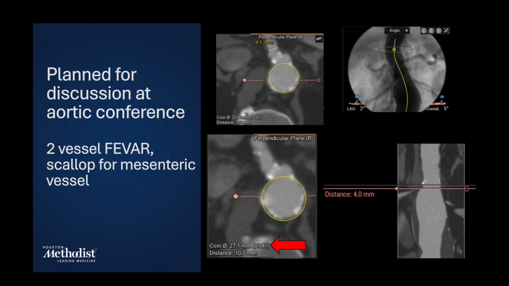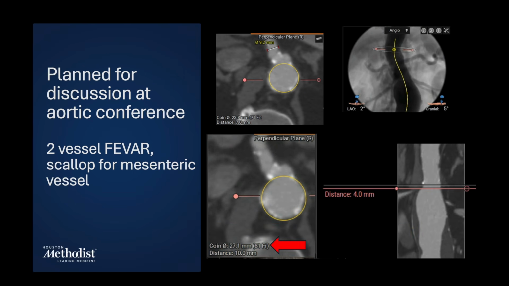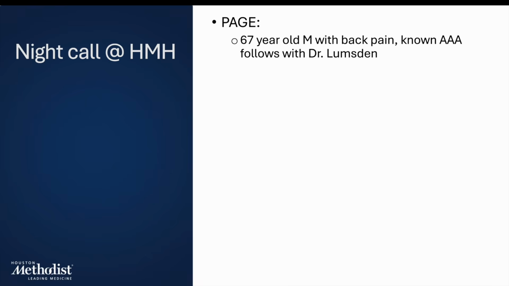This is a little bit of a read-my-mind question, but stop and think to yourself, what is the limitation of this plan compared to other treatment options, including TAMBI or other off-the-shelf branch devices? So the limitation I'm getting at here is the production time for a Cook-Zenith fenestrated graft is around 6 weeks. So this is only an option in elective cases, and if the patient were symptomatic, you would have to consider an off-the-shelf device.